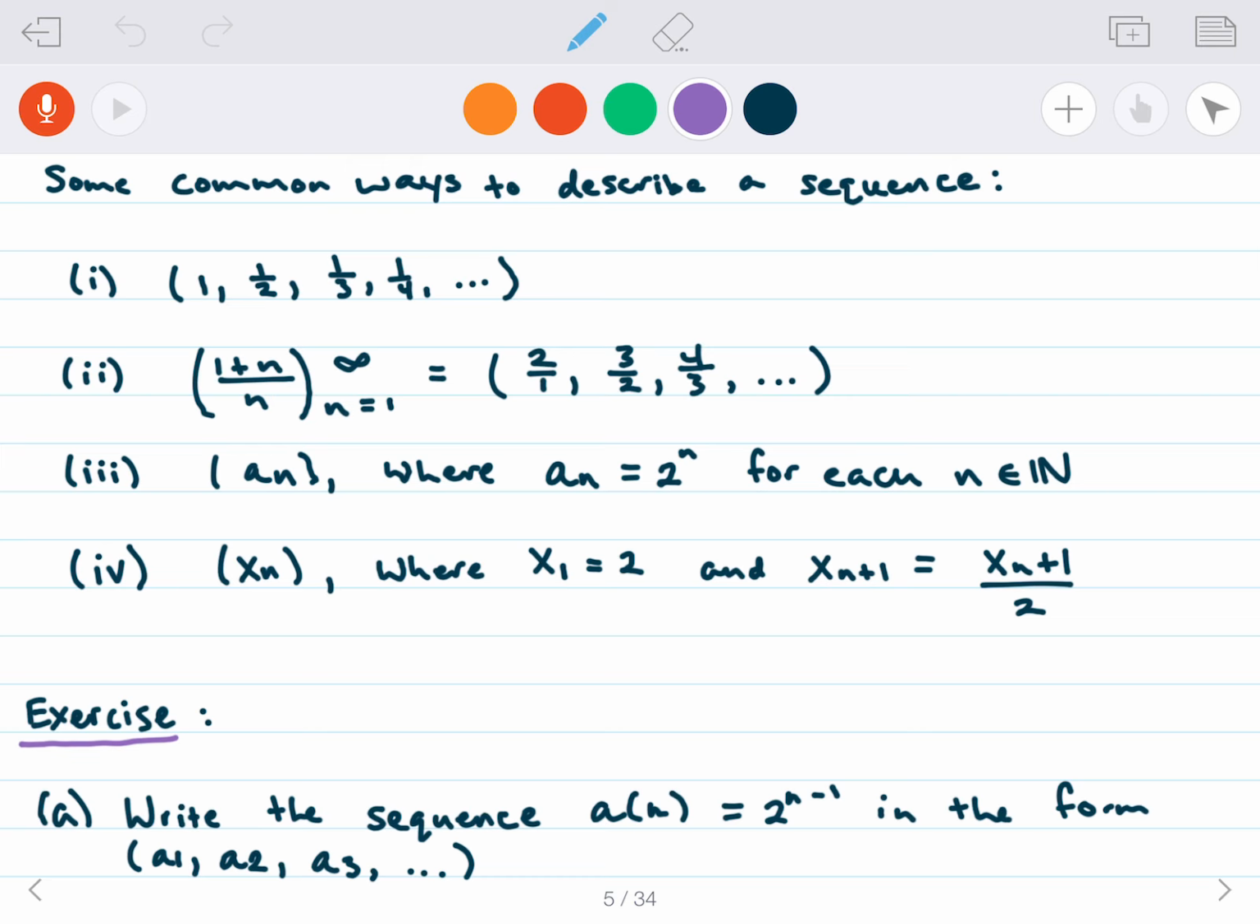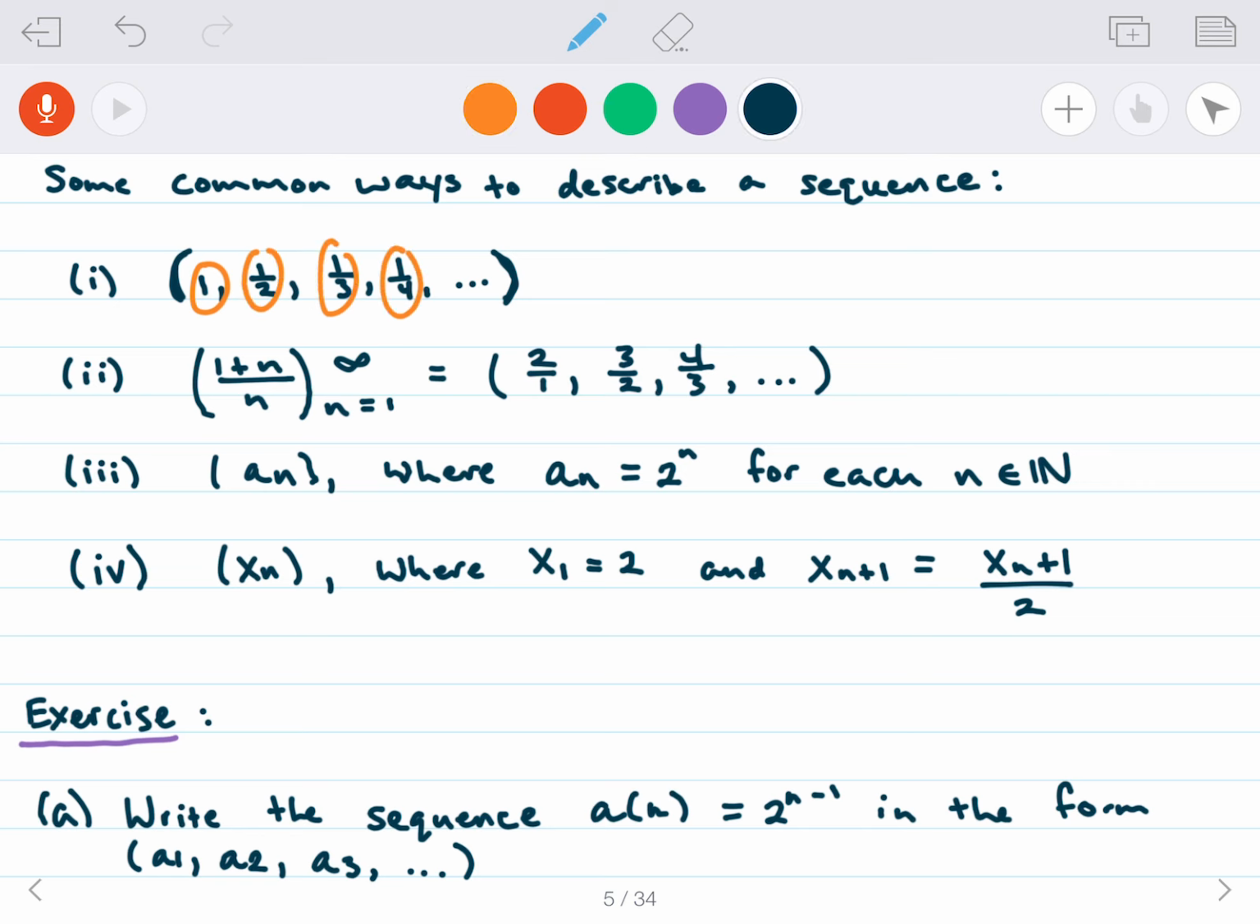So some common ways to describe a sequence. For most of the lecture, I'm going to omit these parentheses, but just in case you see this notation in the book, Cummings uses the parentheses to describe sequences quite a bit, but I'm usually going to omit them. So if I saw this sequence in a book, I would probably just write it as this. Okay, so this is one way to write it. We have first term is 1, second term is 1/2, etc.